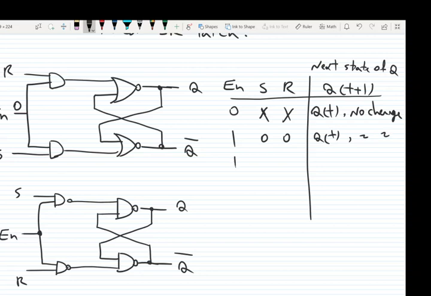If enable is 1, set is 0, and reset is 1, the output is 0, which we call reset. If enable is 1, set is 1, and reset is 0, the output will be 1, we call it set. And if the enable is 1 and the inputs are 1, the output is indeterminate. So we are not allowed to have S and R at 1 at the same time. So, indeterminate.